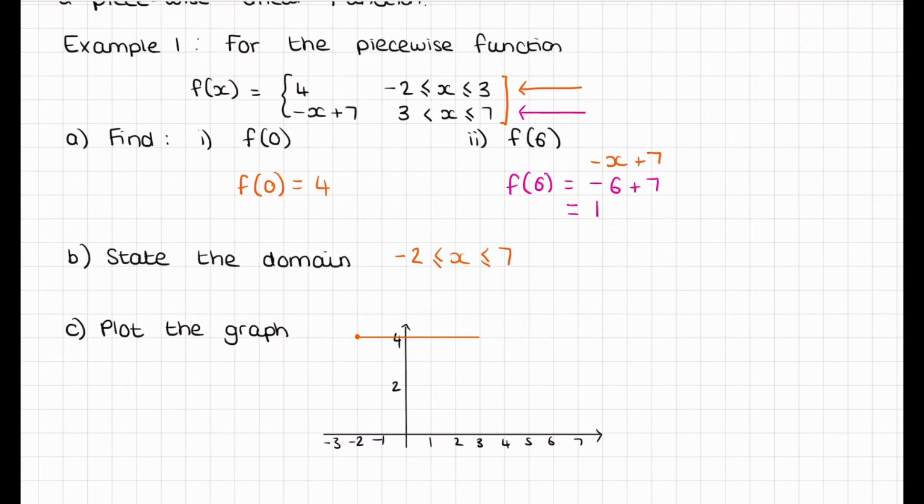Now to work out the second line, negative x plus 7, because it's a straight line, what we need to do is work out for 3 and 7 what the values are, so we know where to start and end. So we want to know f at 3, which will be negative 3 plus 7, which equals 4. And then f of 7 would equal negative 7 plus 7, which equals 0. For the second line, it's going to go between 4 and 0 on the y and 3 and 7 on the x. So it would go something like this.